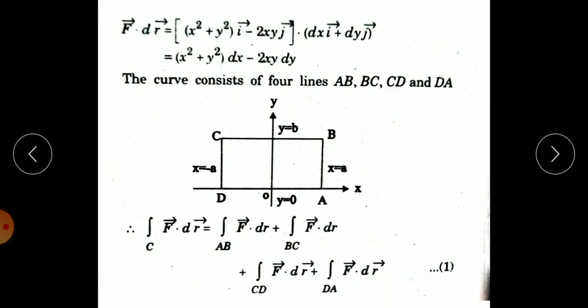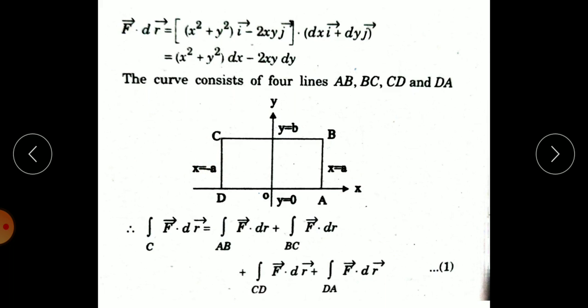Now we are drawing the rectangle, which lies above the x axis, so only the first quadrant and second quadrant are covered. So the curve consists of 4 lines, that is AB, BC, CD and DA. So this is a rectangle. Then this is the origin O, the x axis, the y axis, and here x is equal to a, x is equal to minus a, y equal to 0 and y lies between 0 and b, and x is plus or minus a, as they have given. So it covers the plus and minus quadrants, minus here and plus here.